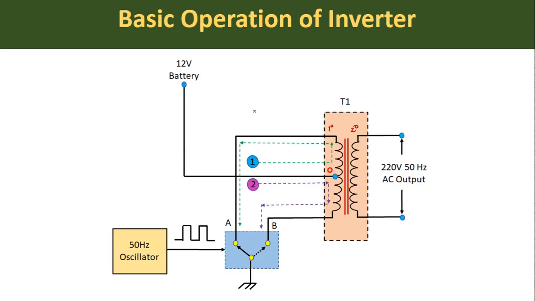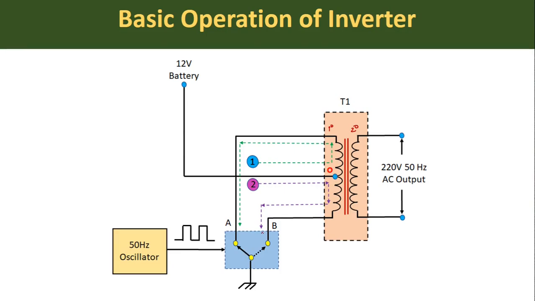Now we'll understand the basic operation of inverter. We are using a 12 volt battery as an input DC source for this inverter. Here one center tap transformer is used with primary winding and secondary winding. This 50 Hz oscillator is used to control this two-way switch with a speed of 50 times per second.